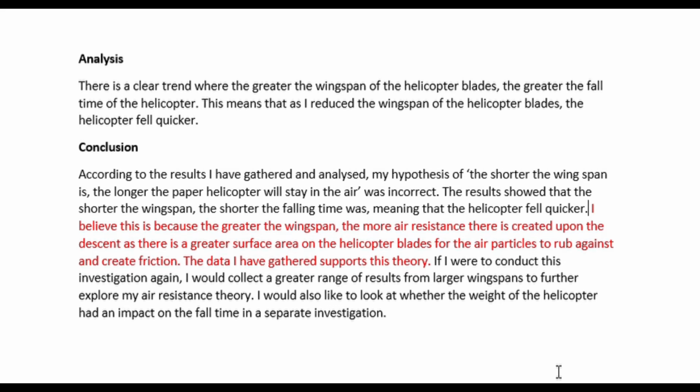And then finally, I've looked at what I'd change. I said, if I were, subjunctive form, cheeky, if I were to conduct this investigation again, I would collect a greater range of results from larger wingspans to further explore my air resistance theory. So actually, that bit I've put in red, I'd like to explore it more. I'd like to go and do it with an even bigger helicopter. If I could, I'd make one as big as me. I'll be really impressed if you can do that, by the way. I wonder if it would hold your weight.